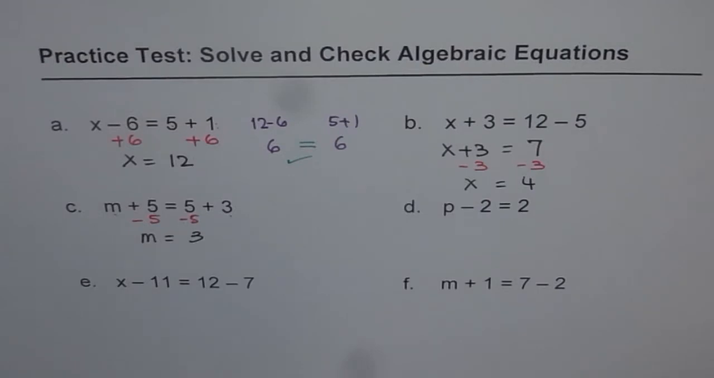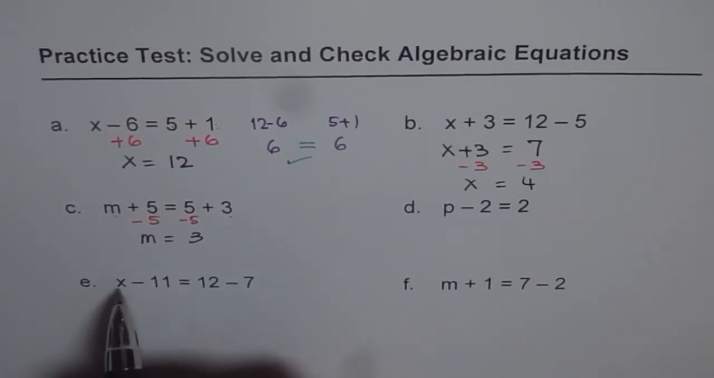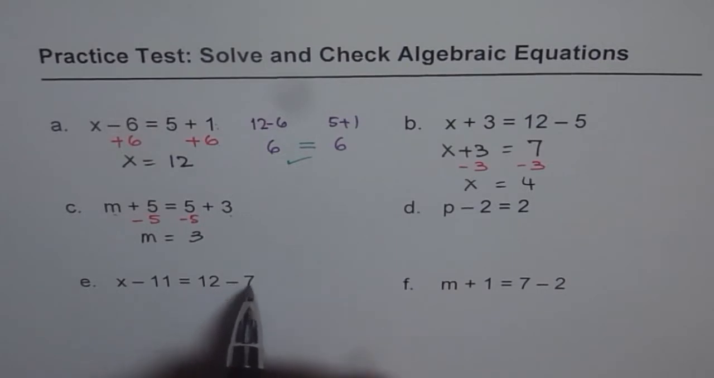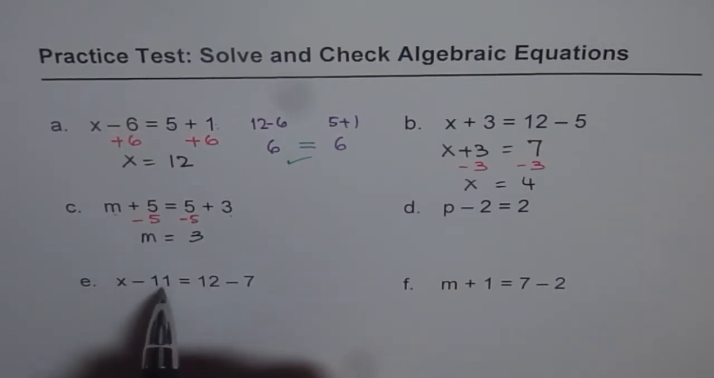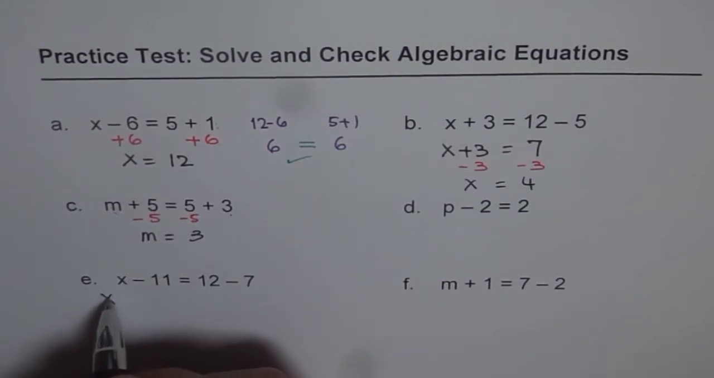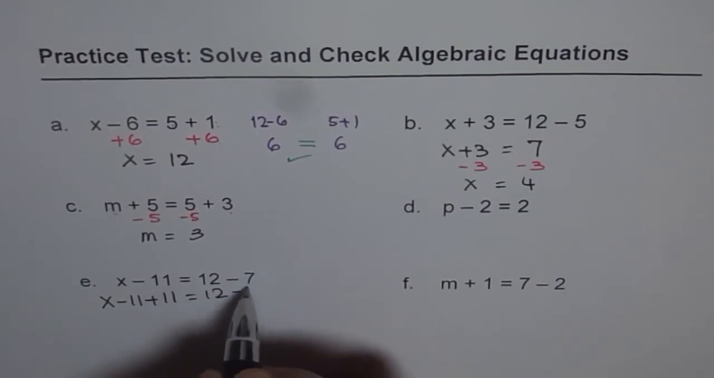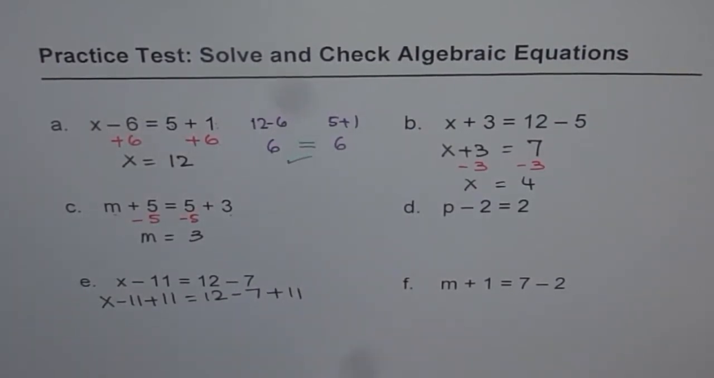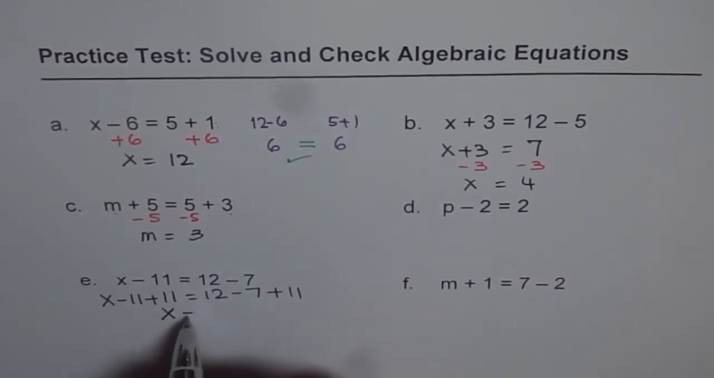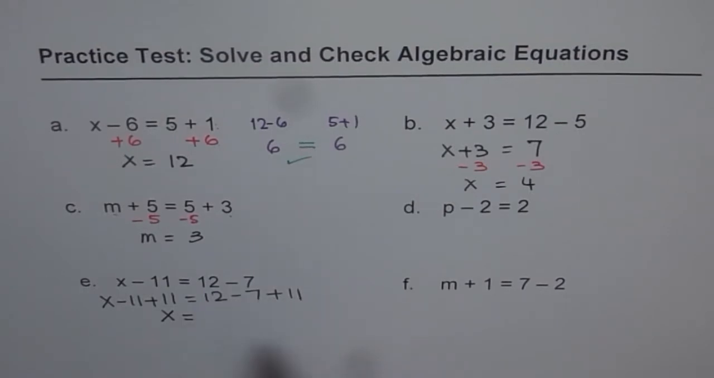That is to say, we have x minus 11 equals 12 minus 7. So what we can do is add 11 both sides. In that case, we'll have x minus 11 plus 11 equals 12 minus 7 plus 11. Do you see that? So just add both sides. And minus 11 plus 11 is 0. So you're left with x equals 12 plus 11 minus 7. Right? 12 minus 7 is how much? 5. And 5 plus 11 is 16. So you get 16 here. So x equals 16 is your solution.